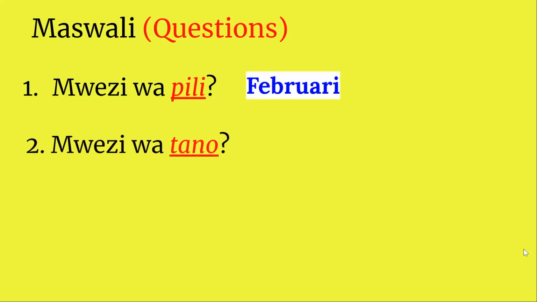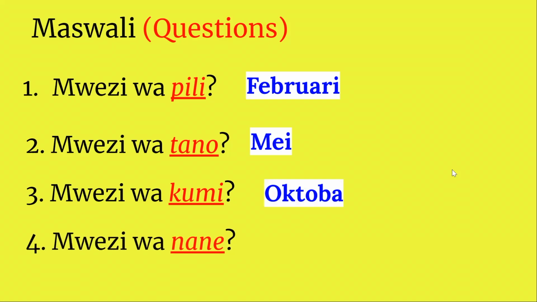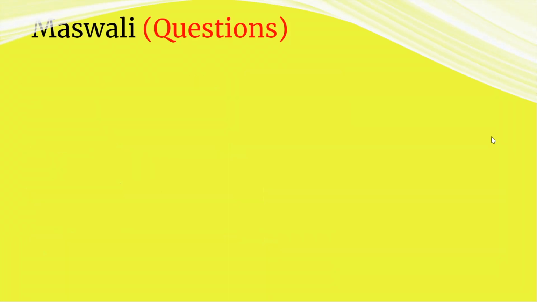Mwezi wa tano. Tano is 5, the 5th month. May, mwezi wa tano ni May. Mwezi wa kumi. What is kumi? If you did your numbers, kumi is 10. October, mwezi wa kumi. Mwezi wa nane, the best month of the year. Agosti, mwezi wa nane.